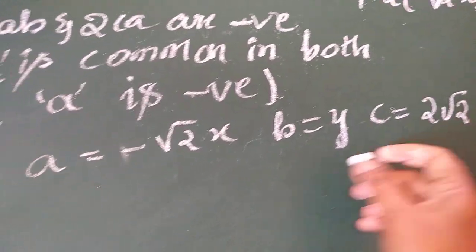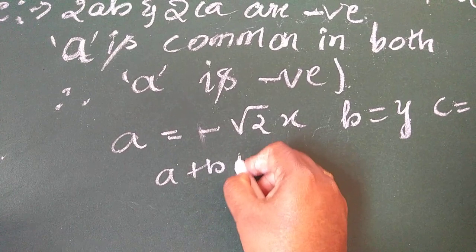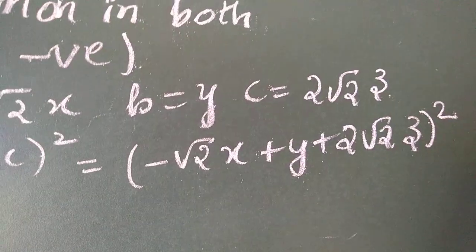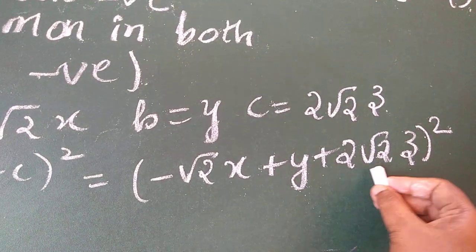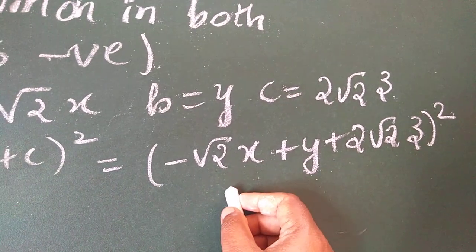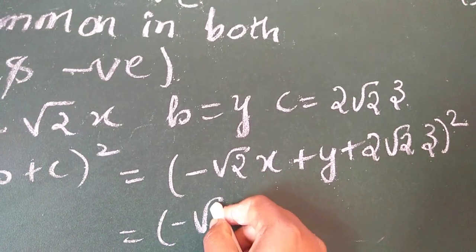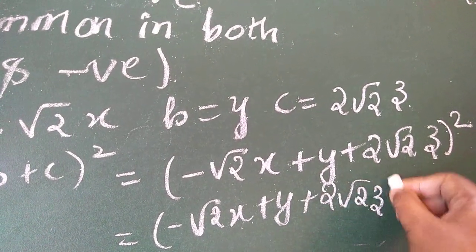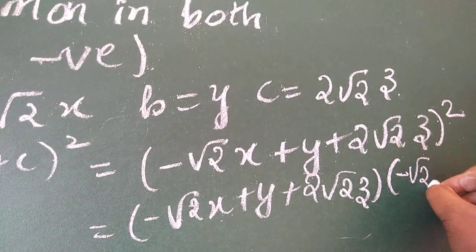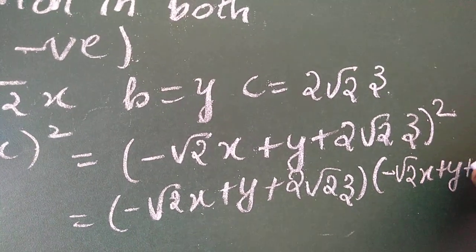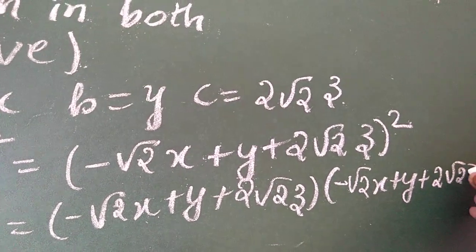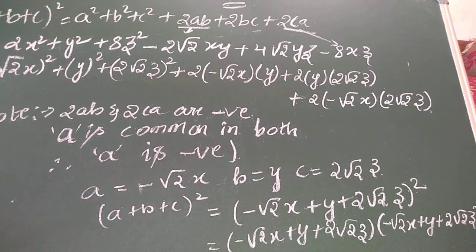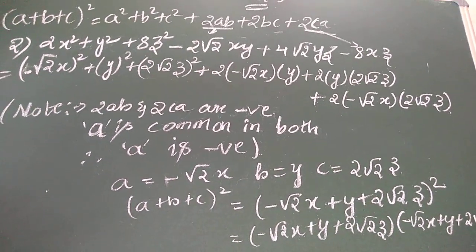Now a plus b plus c whole square means I should write root 2x plus y plus 2 root 2z whole square. Now I should write the same 2 times, minus root 2x plus y plus 2 root 2z, and once again minus root 2 x plus y plus 2 root 2 z. Okay children, this is the solution for the given question. I will give the notes children, don't worry.